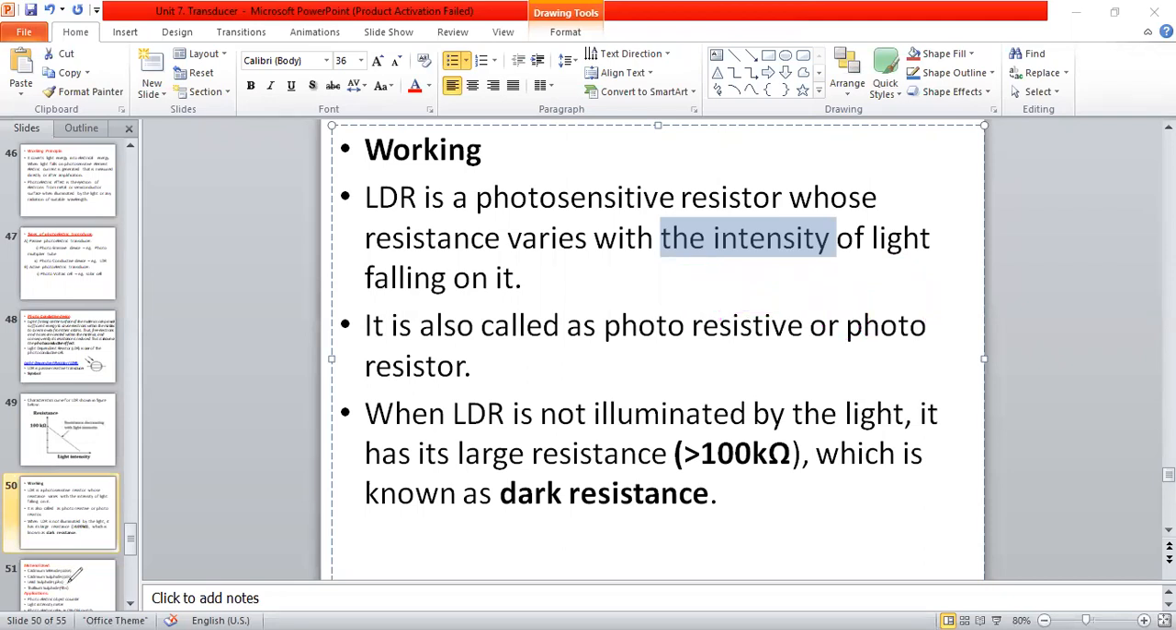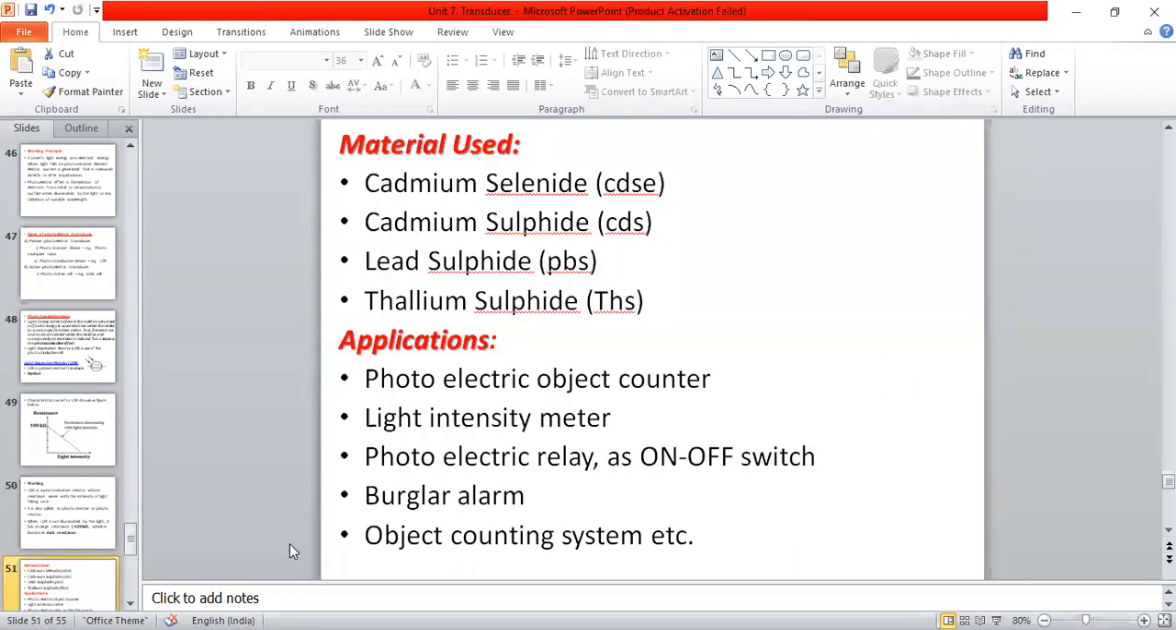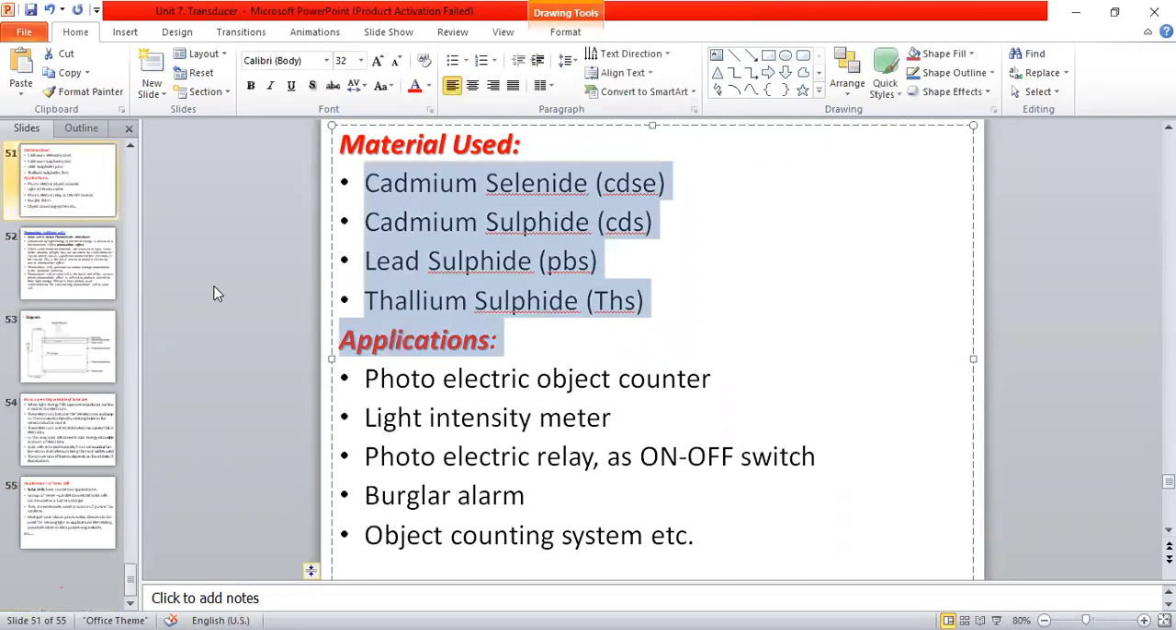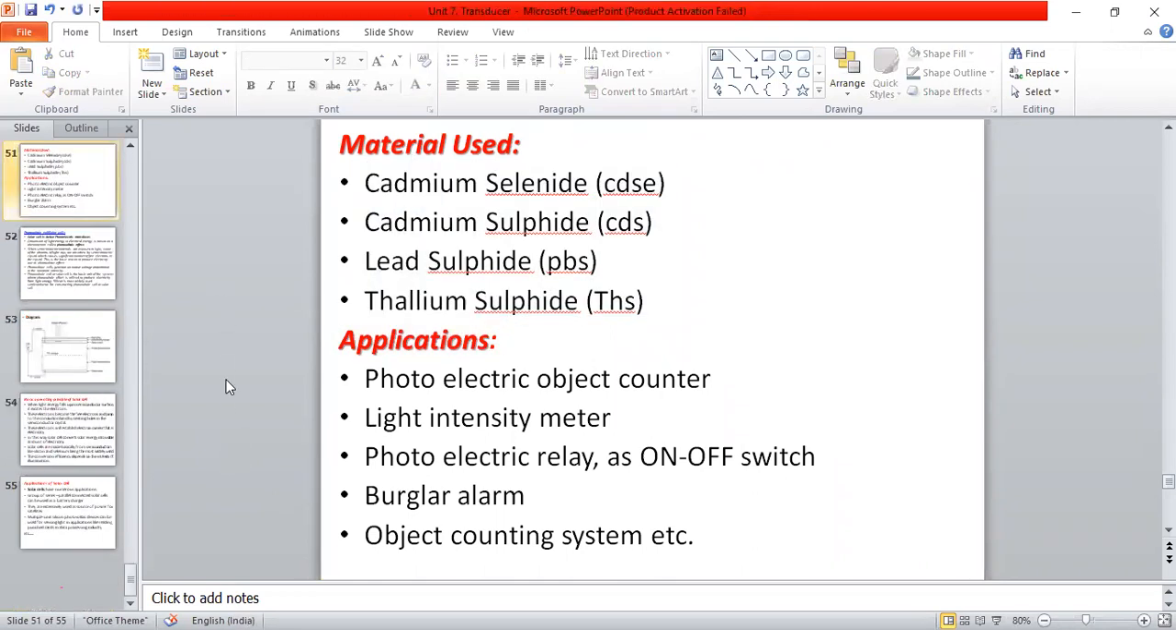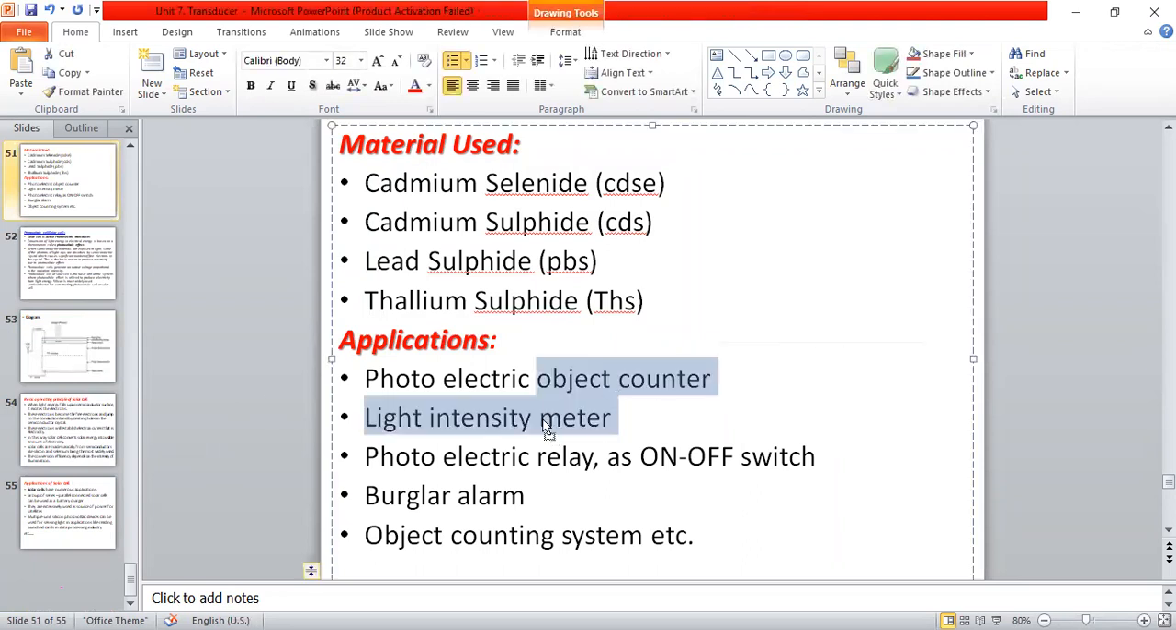So the materials we are going to use for this LDR are cadmium selenide, which we call CdSe, cadmium sulfide, lead sulfide, and thallium sulfide. So these are some materials we are going to use for the LDR. And the object counter, how many counts we are going to make, we will call that one.